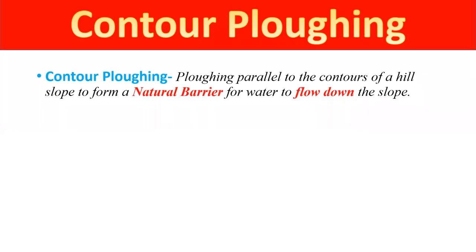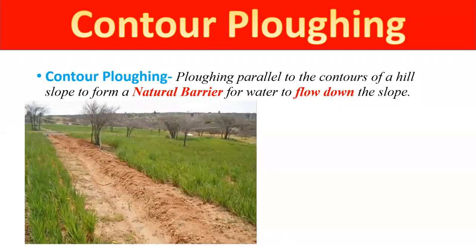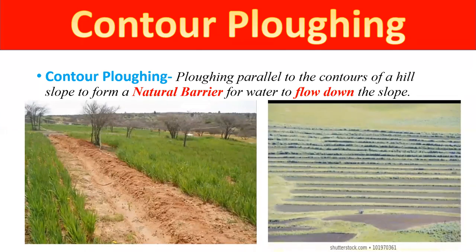Next one is contour plowing. It is very important. It means plowing parallel to the contours of a hill slope to form a natural barrier for the water, so that the flow of the water is slowed down. That is why it is called contour plowing. You can see that we have some contours and some trenches, and in these trenches we hold water, so that soil erosion can be reduced. This is contour plowing, right?